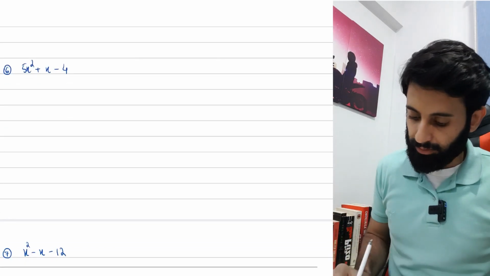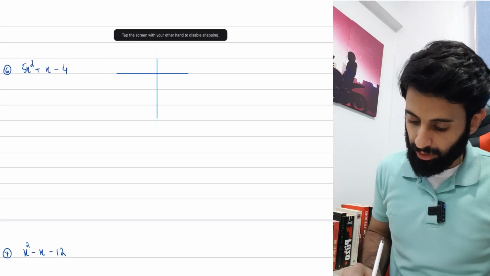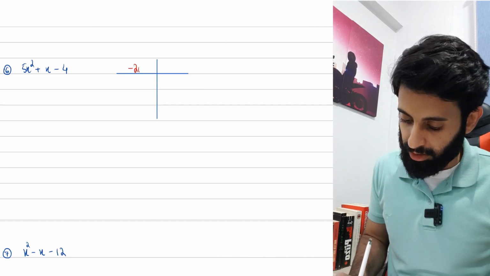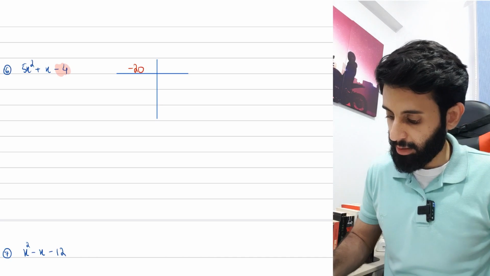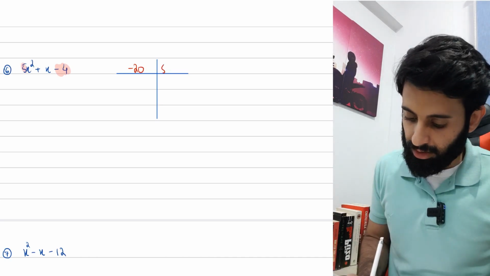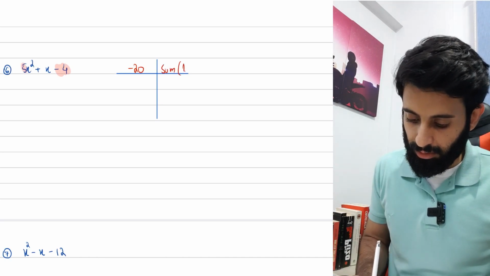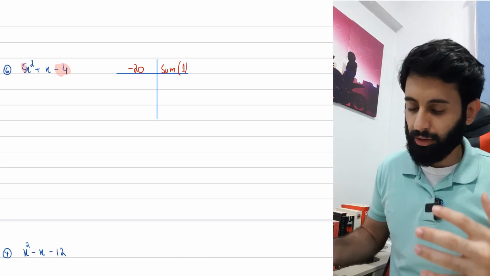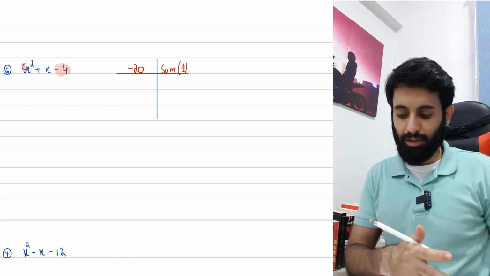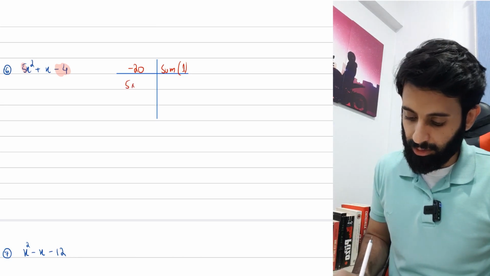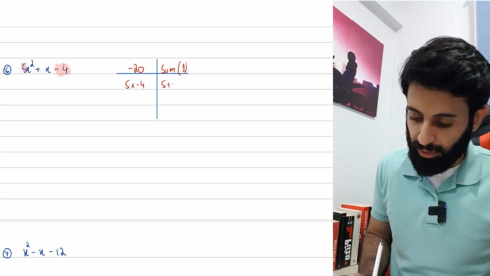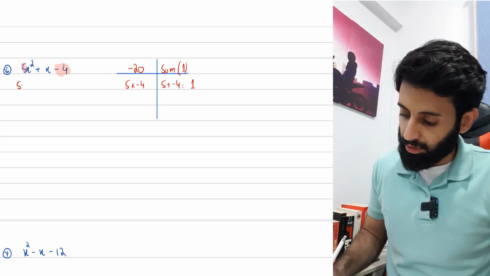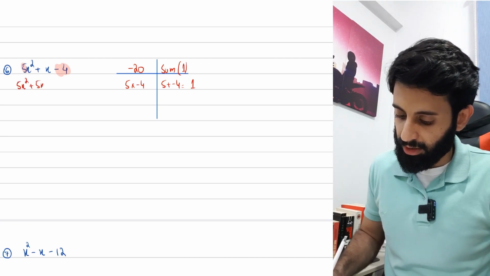Okay, so number 6. We have 5x squared plus x minus 4. So this time the product has to be minus 20, because that's what you get when you multiply minus 4 with 5. And the sum you want to be positive 1. So the answer is sort of in the question. The numbers that you're looking for are sort of in the question. So 5 times minus 4 is minus 20, and that's exactly what you're looking for, because 5 plus minus 4, which eventually becomes 5 minus 4, is equal to positive 1. So you're looking at 5x squared plus 5x.